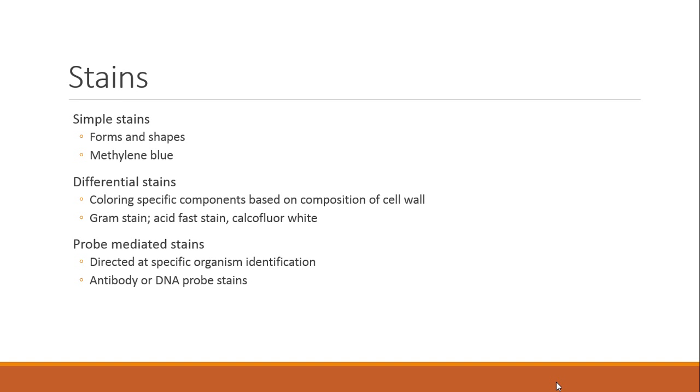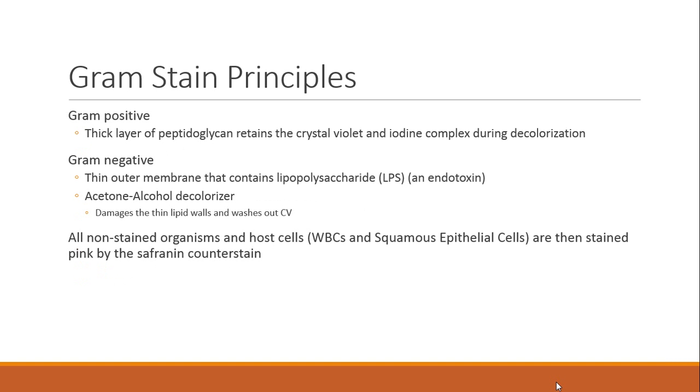Or we could use a DNA probe, so a probe that's directed against a specific sequence of DNA in a sample will bind. And we can use different stains to detect that DNA, stains that bind DNA. We talked about acridine orange will bind DNA. So we can detect very, very small amounts in that way. And we won't really talk about those too much.